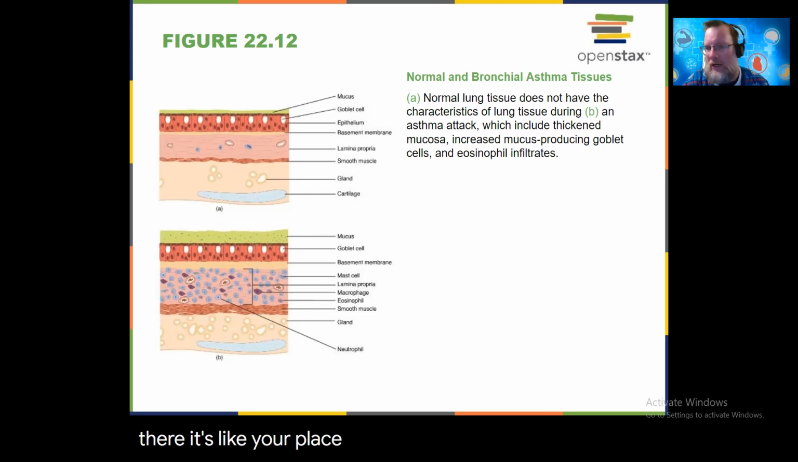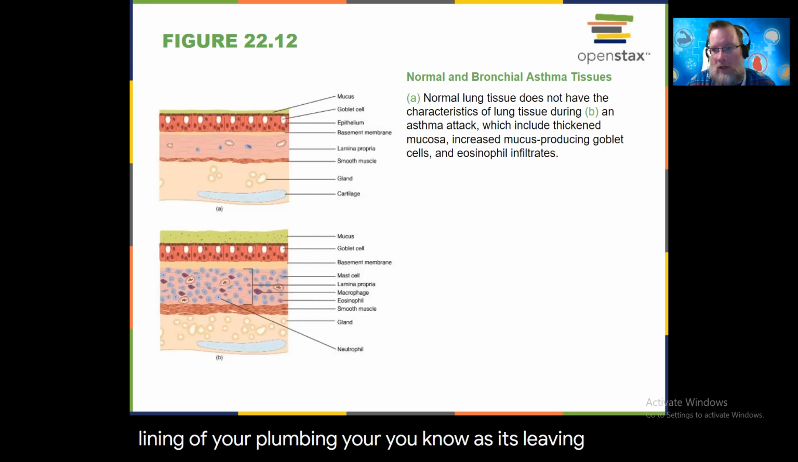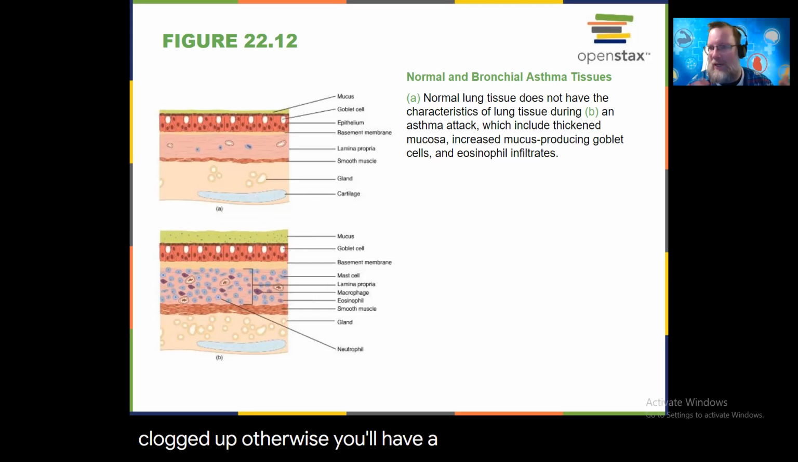It's like your plumbing, right? You don't want the lining of your plumbing getting clogged up, otherwise you'll have a backup, right? So that's what happens with asthmatics. It's like an autoimmune disorder in essence.